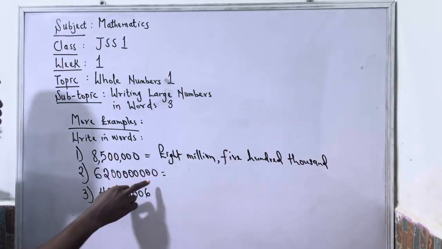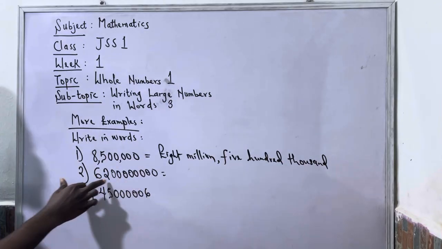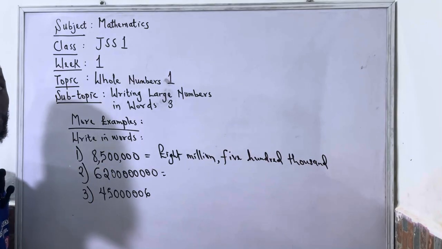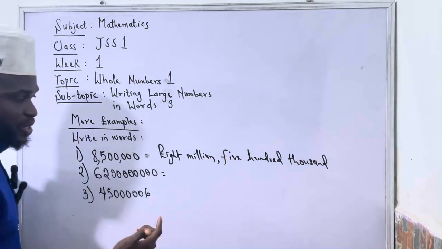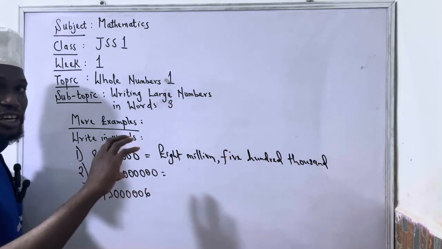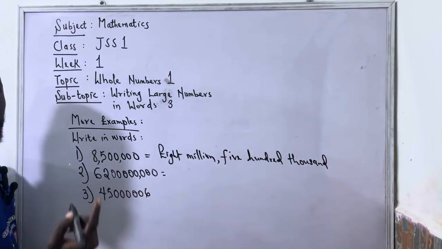Let's go. The next number that we have here has a lot of digits, and most of its digits are zeros too. So the same rule applies. Let's start from the back and count 3 digits and group them into families. 1, 2, 3, I will have a comma or space.